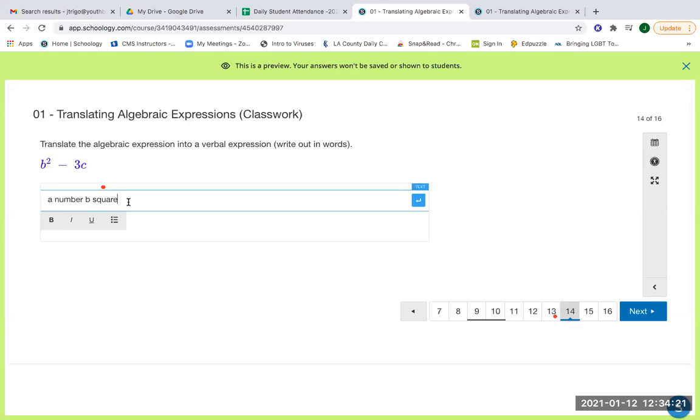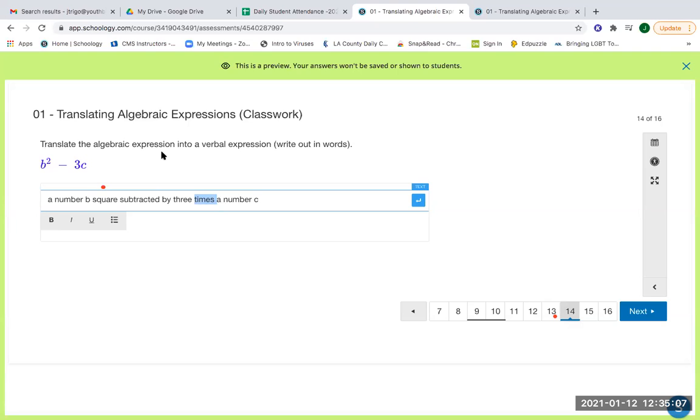Yeah. Subtracted, or you could say the number B square subtracted. You could say subtracted. That's one of the things that you could say. Subtracted by 3. When 3 and C are glued together, 3 times C, a number C, right? The times is what glues the 3 and the C together, right? So always remember, the only thing that glues things together is the times.